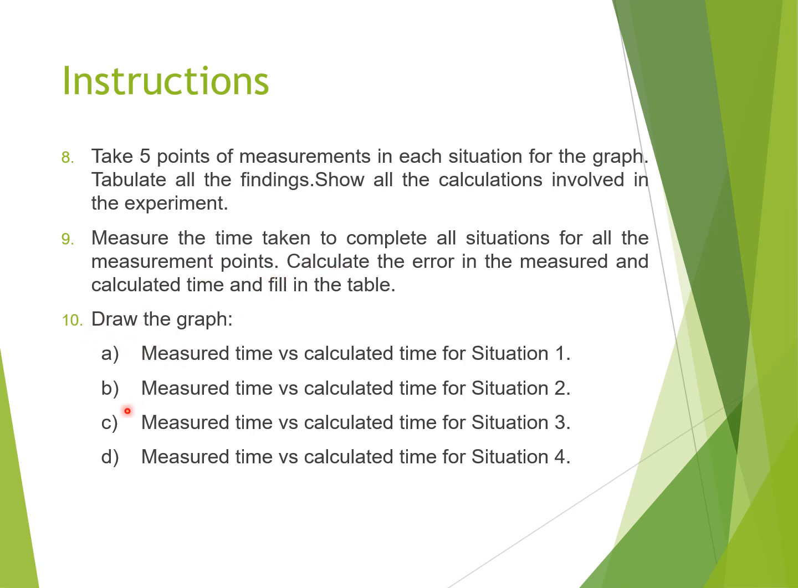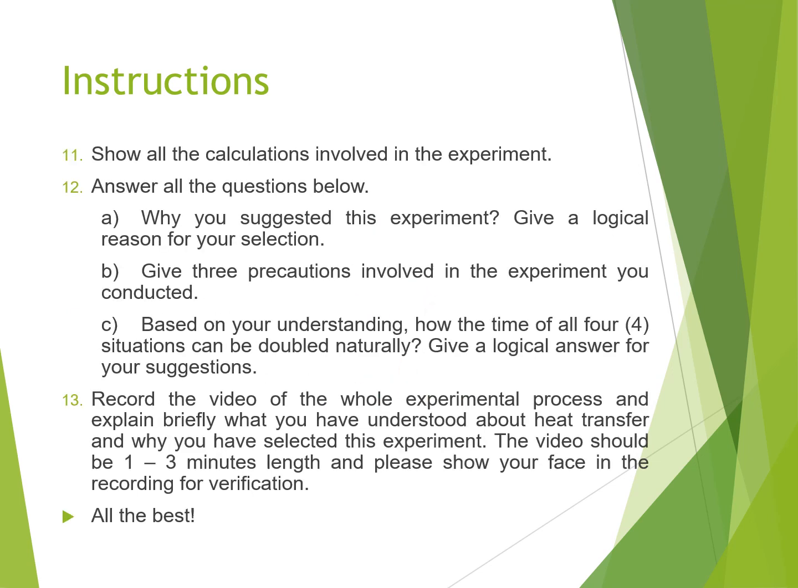Number 9, then draw the graph. You have four situations, 1, 2, 3 and 4. Try to draw a graph between measured time and calculated time for each of them. You can put them in one single graph with different lines or different colors, or you can draw four separate graphs. Number 11, show all the calculations involved in the experiment, similar to lab 1. You need to show all the calculations involved.